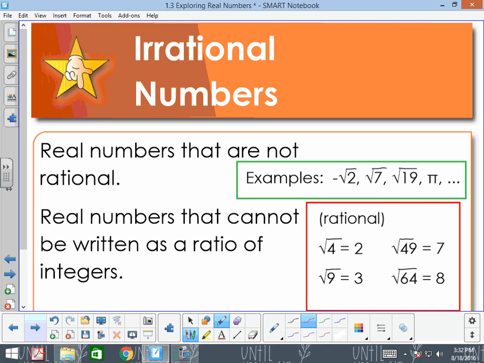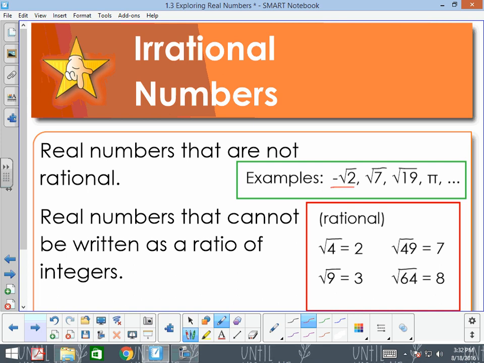Okay, so these are some examples. First of all, real numbers that cannot be written as a ratio of integers. So if you have a number that cannot be written as a ratio of integers, it's going to be irrational. For example, negative square root of 2. Now, let me come back to that.